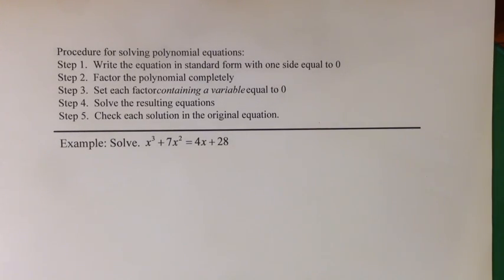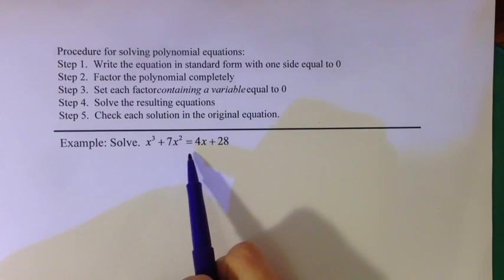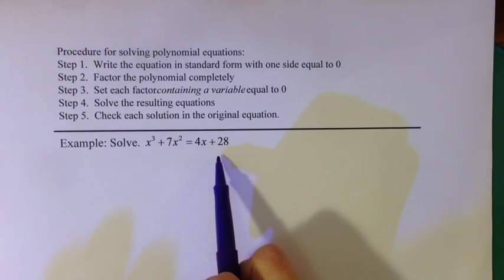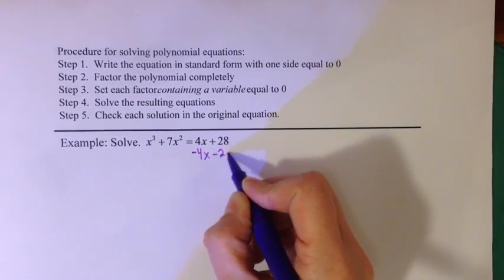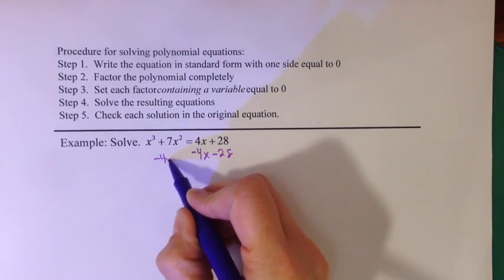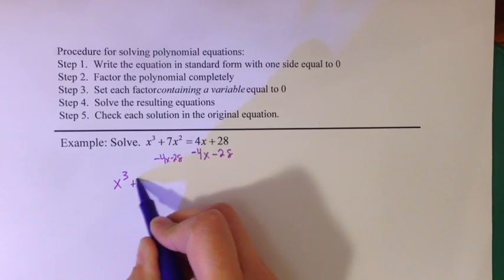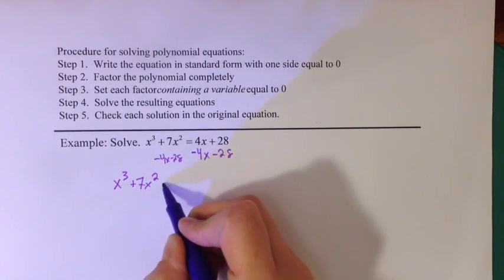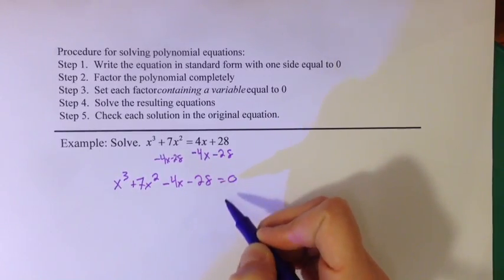Let's do some examples. I'm going to start with this one. x cubed plus 7x squared equals 4x plus 28. So this isn't set equal to 0 yet. So I'm going to need to start by subtracting 4x and 28 from both sides. That gives me x cubed plus 7x squared minus 4x minus 28 equals 0.